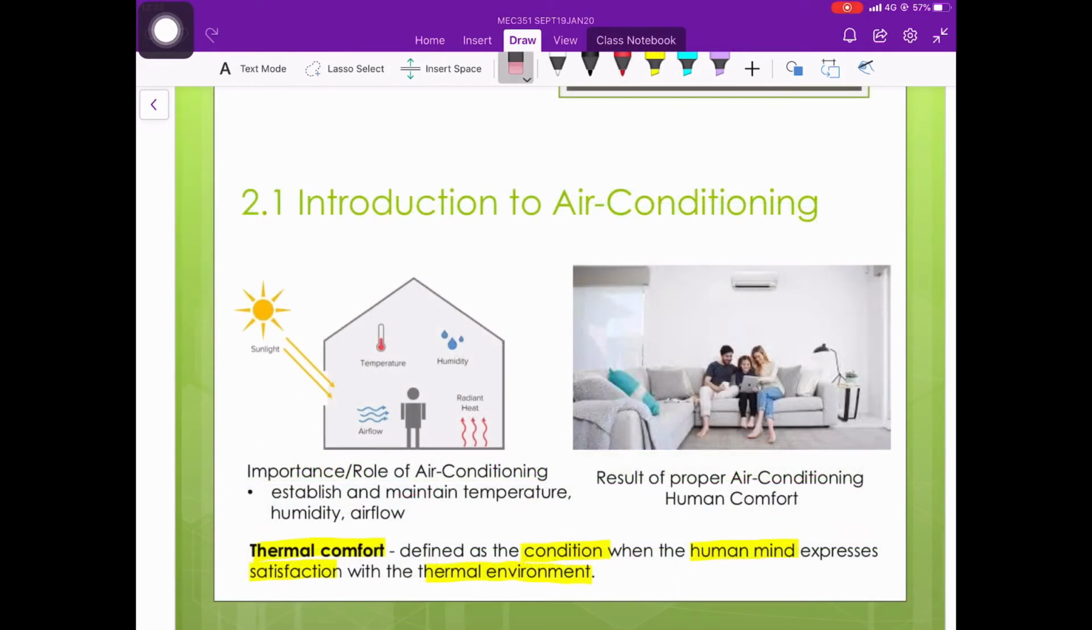In order to reach thermal comfort, let's first understand the term thermal comfort itself. Thermal comfort can be defined as the condition when the human mind expresses satisfaction with the thermal environment. Note that different persons might have different preferences for the thermal environment that they feel comfortable with.